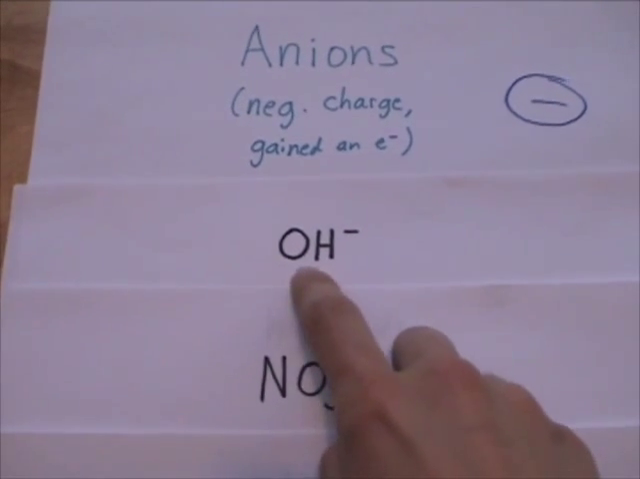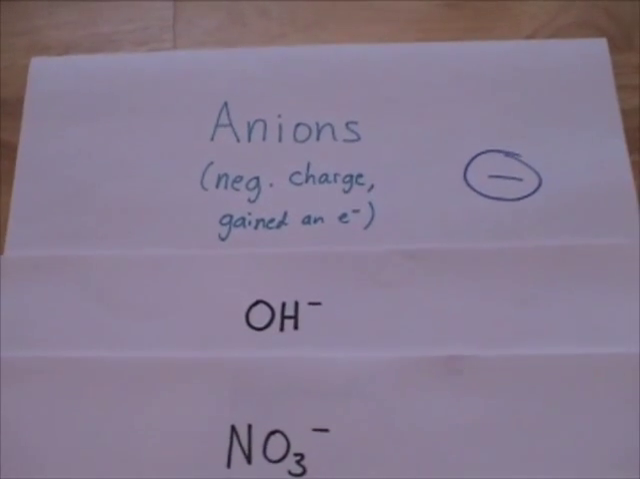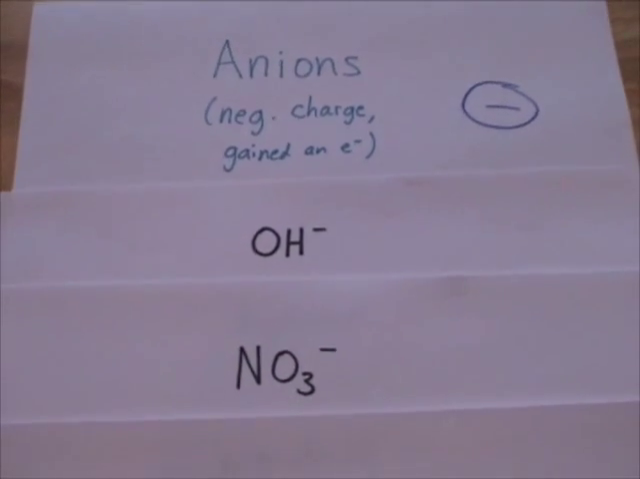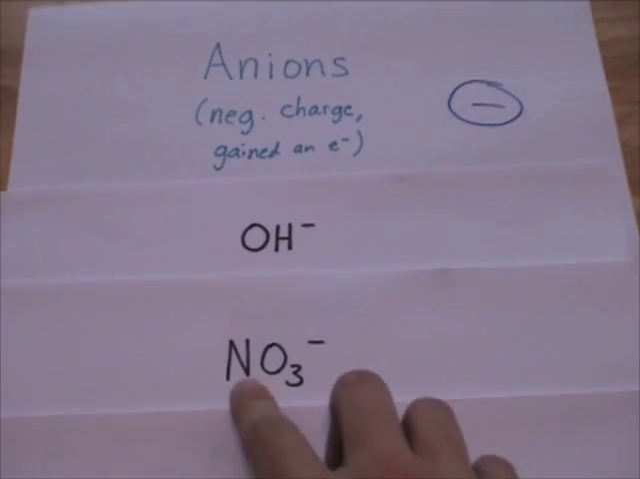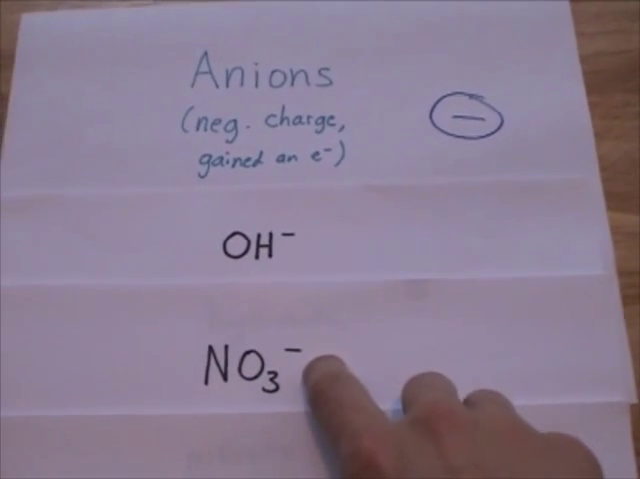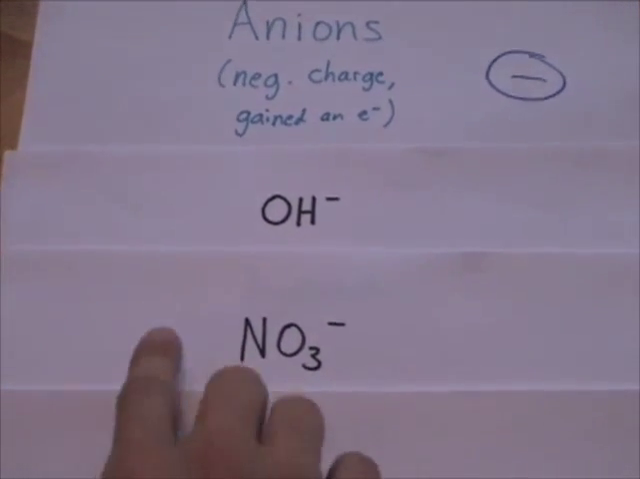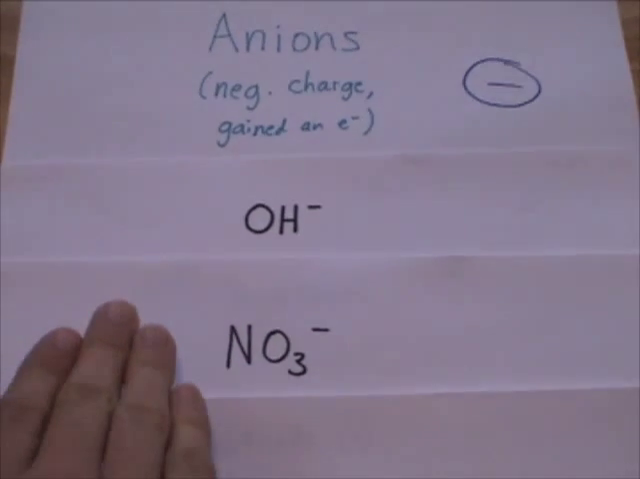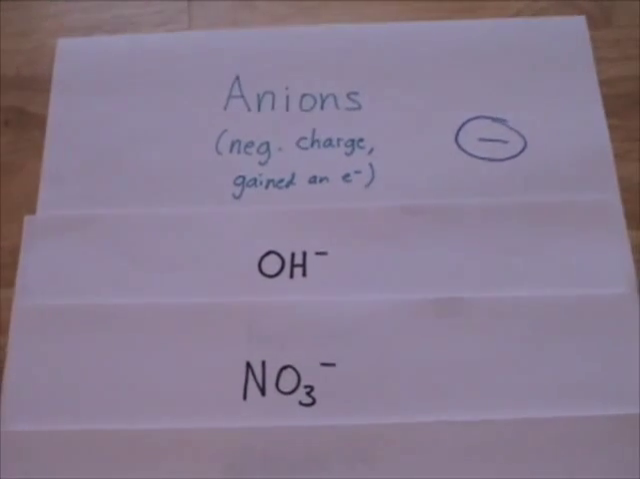So this O is covalently bonded to an H, but it has an overall negative charge. So this OH stays together in chemical reactions. NO3 stays together in a chemical reaction, but it overall has a -1 charge. So you need to recognize when you see something like NaNO3 that that's an ionic compound, that there's an Na+ cation with an NO3- anion.